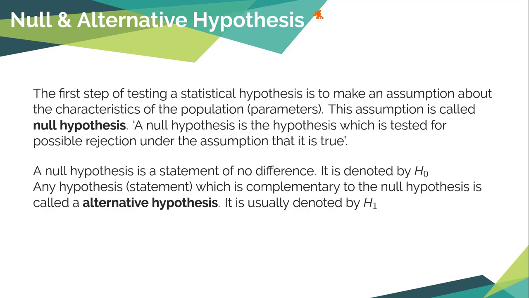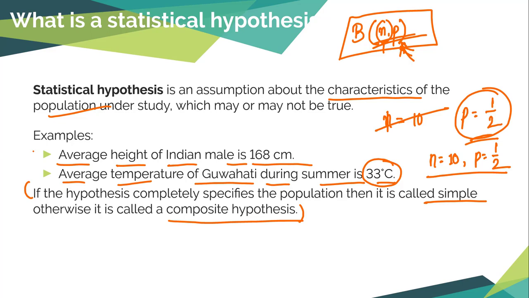So basically, the null hypothesis is the statement that we are trying to test, to see whether it is true or false, right? This is the definition of a null hypothesis: a hypothesis which is tested for possible rejection under the assumption that it is true. For example, this here is an example of a null hypothesis. This is a statement that we are trying to prove is true or false.